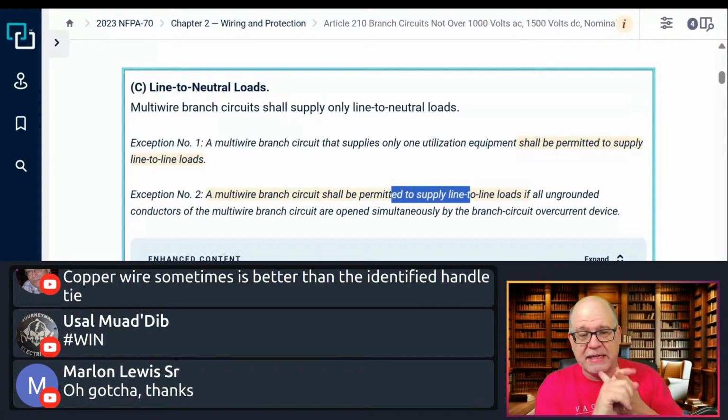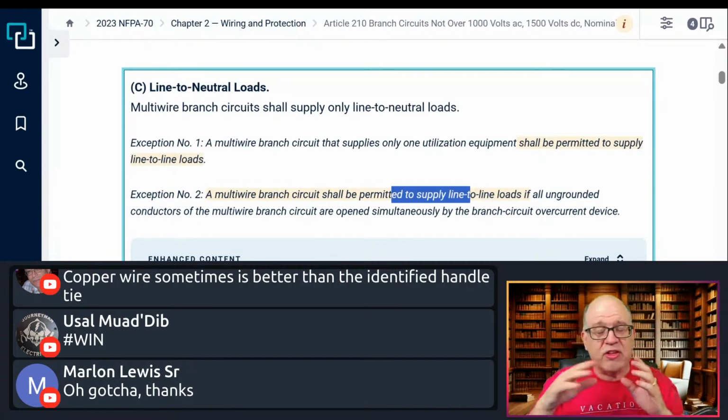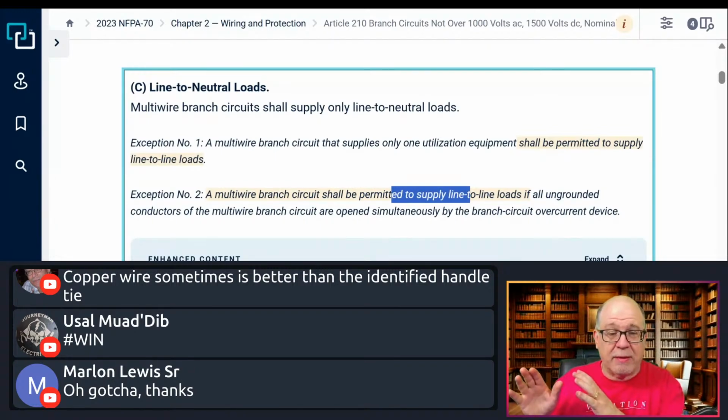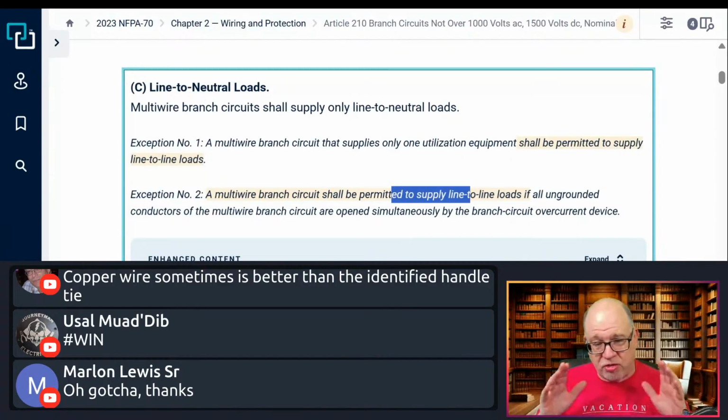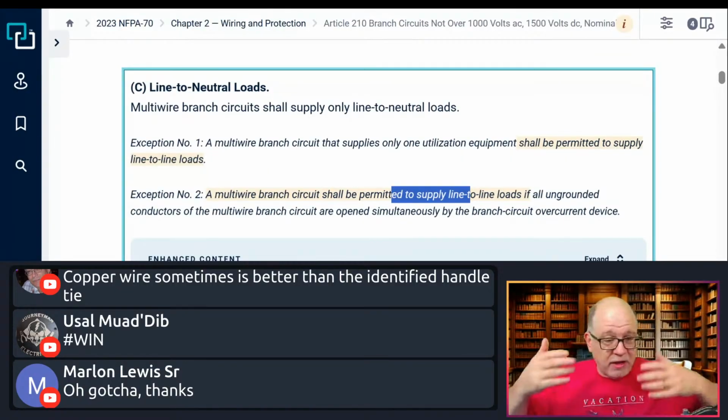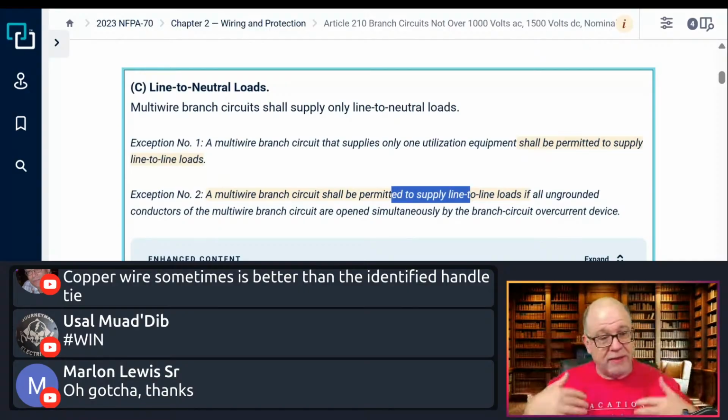So 210.19, we have to make sure that we know how to do a load calculation, because you can't just get infinite capacity out of something, right? So we're going to be dependent on the load, dependent on the circuits. This just gives you the ability under the exception to do that. But the general rule is only line to neutral loads for multi-wire branch circuits. That's the general rule, unless any of the exceptions apply. If none of the exceptions apply to your install, then you can only use a multi-wire branch circuit for line to neutral loads. Make sense?